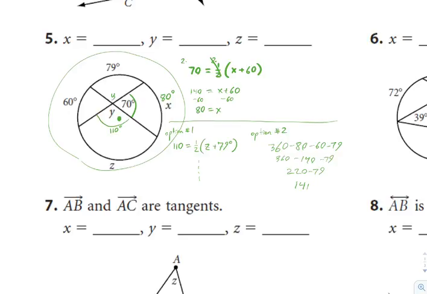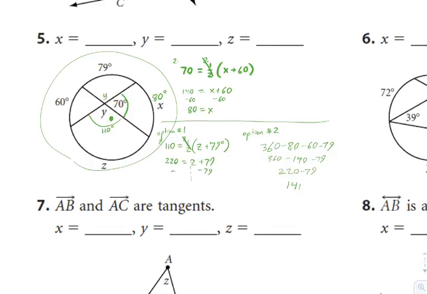Just to double check, I'll solve it with this other method too. So multiplying by 2, I get 220 equals z plus 79. Subtracting 79. Oh, I get the same thing over here, 220 minus 79. So that's 141. Okay, so looking up here, it asks for z, 141. It asks for y, which was 110. And it asks for x, which was 80 degrees.